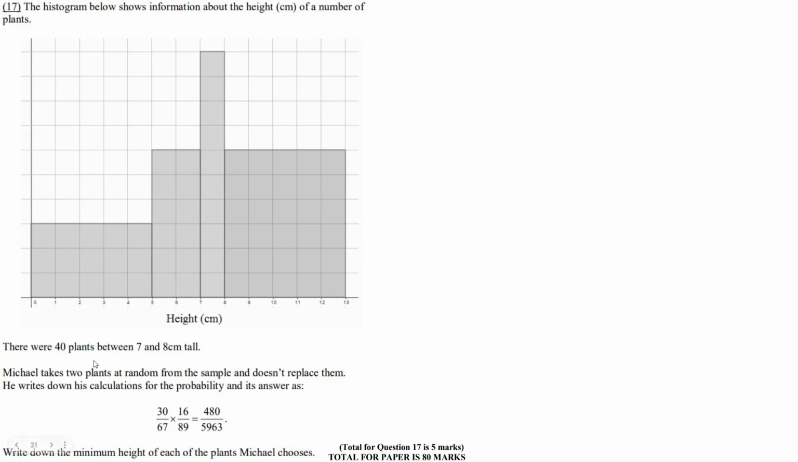Okay, so we're told here that there are 40 plants between 7 and 8. And whenever you've got a histogram, you're plotting frequency density against whatever the other thing is. In this case, it's height. The formula for frequency density is that it equals the frequency over the class width. We know the frequency here is 40. The class width between 7 and 8 is just 1. So it's 40 over 1, which is just 40. So here, at the top, the frequency density is just 40.